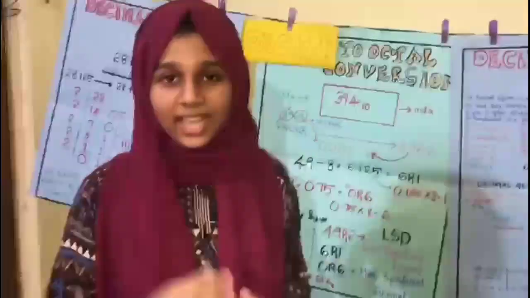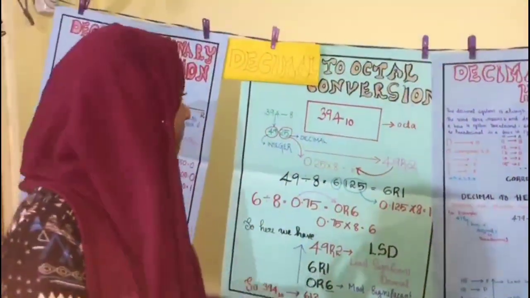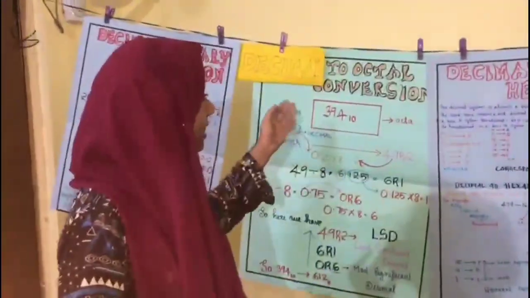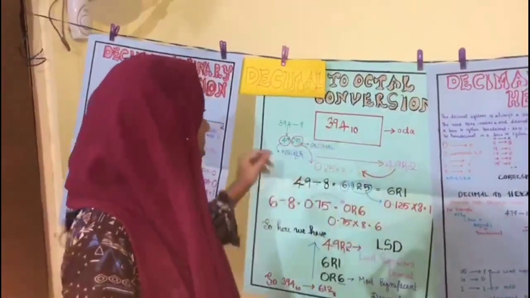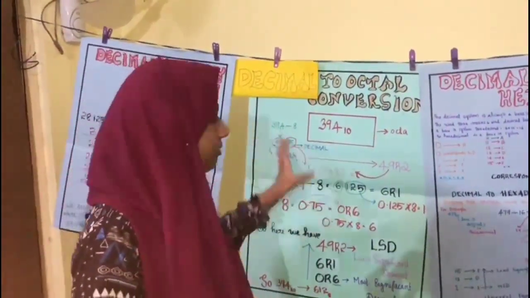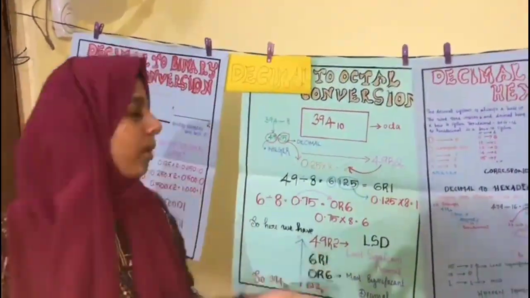Next we move on to decimal to octal conversion. Octal's base number is 8 and decimal's is 10. First of all, I took an example, 394, with base number 10. First we divide by 8. This is the integer side, so we divide it, and I got 49.25.